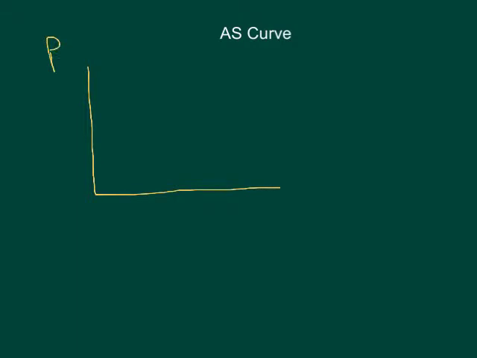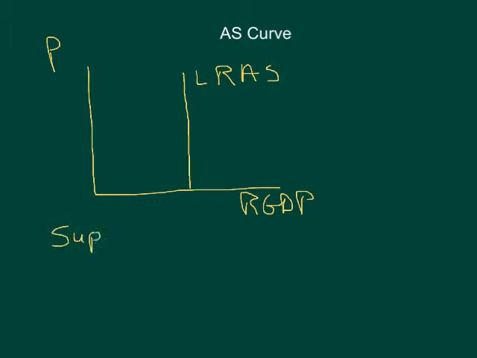Here we have our price level, our real gross domestic product, and the aggregate supply curve, the long run aggregate supply curve, is vertical because in the long run, producers adjust to price level changes. It may take them a little while. Some prices are sticky, wages are sticky. It takes a while for some prices to adjust in the marketplace. But in the long run, producers adjust to prices, and supply is only limited by the resources that are available.